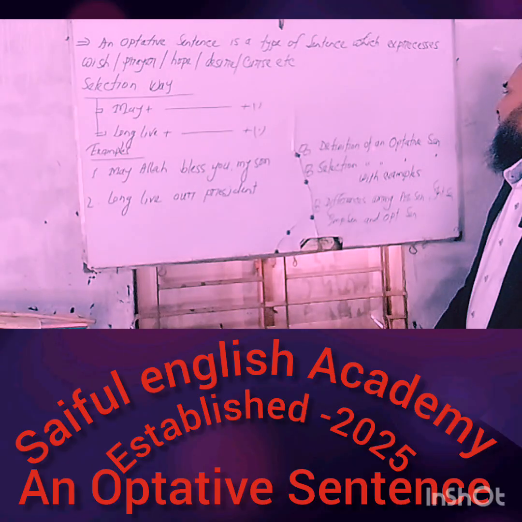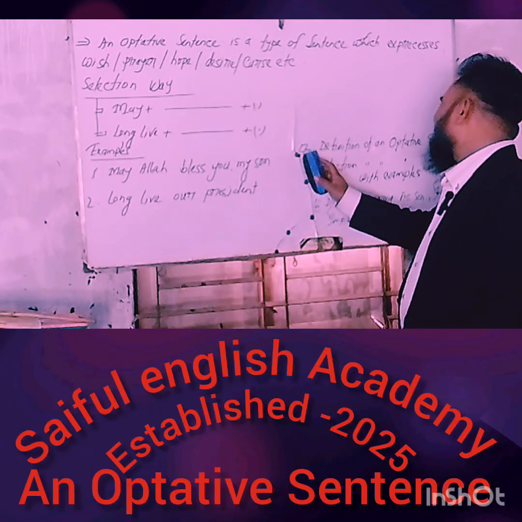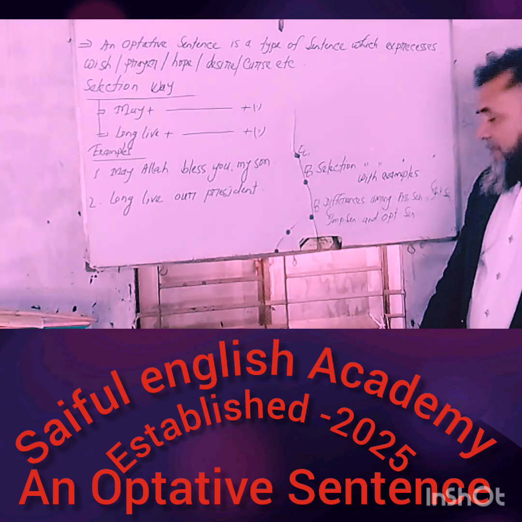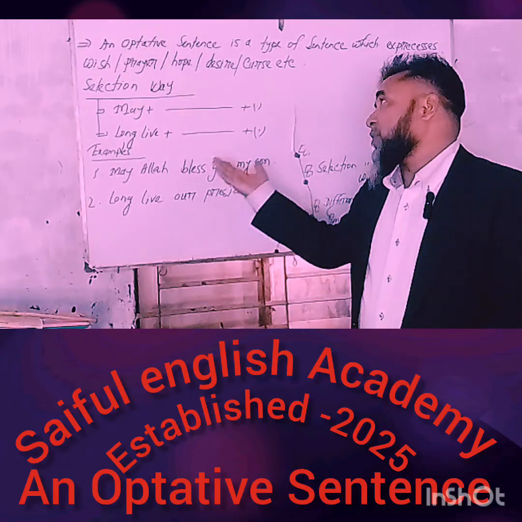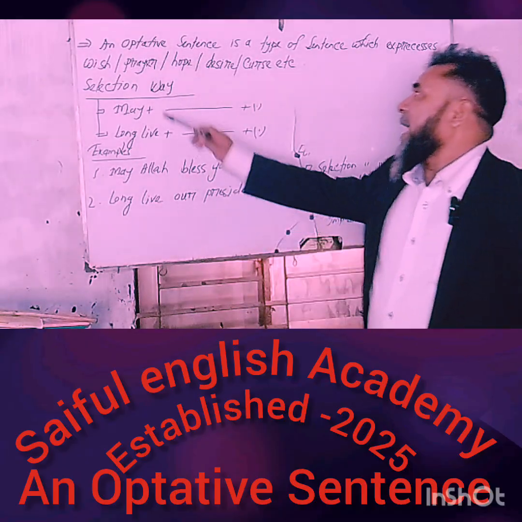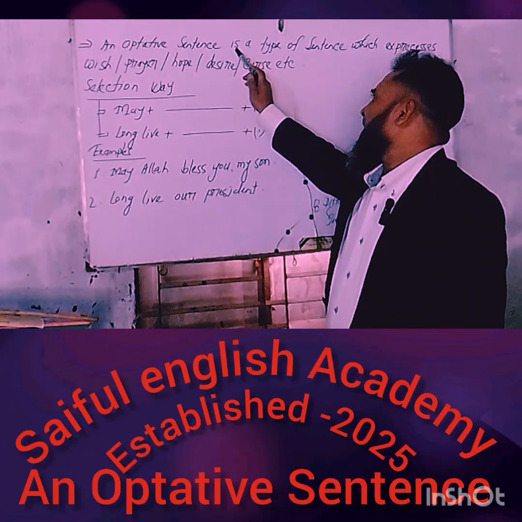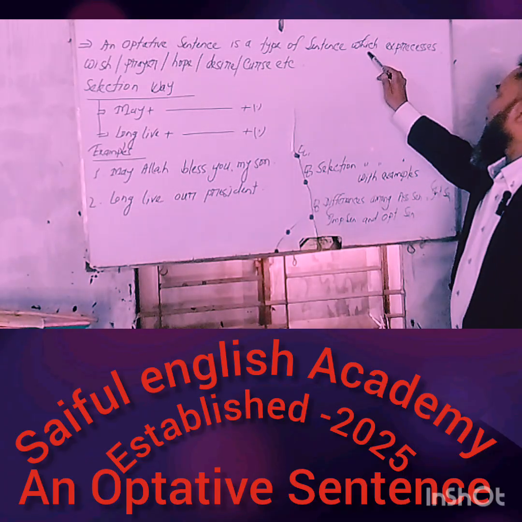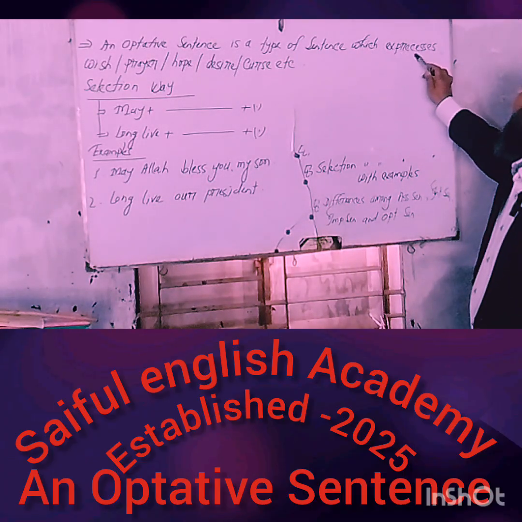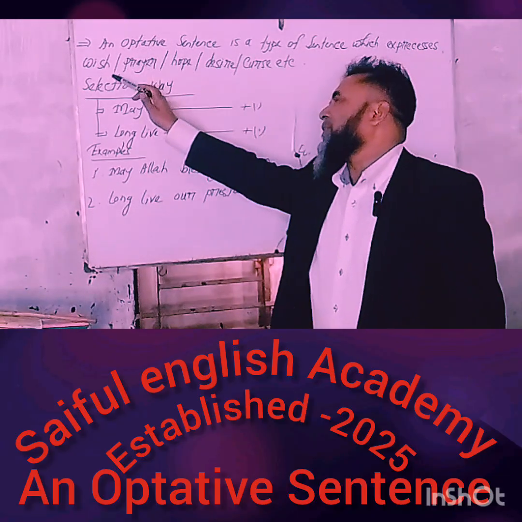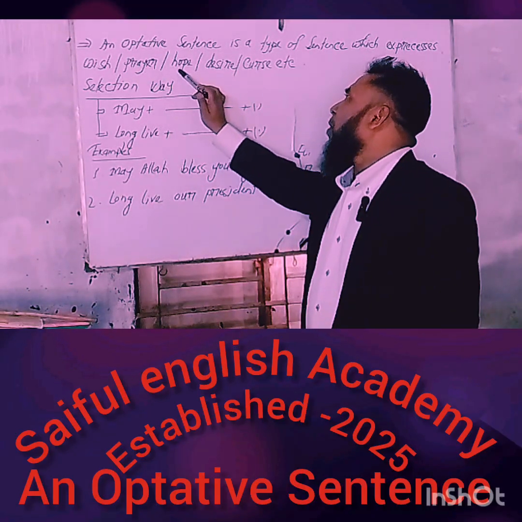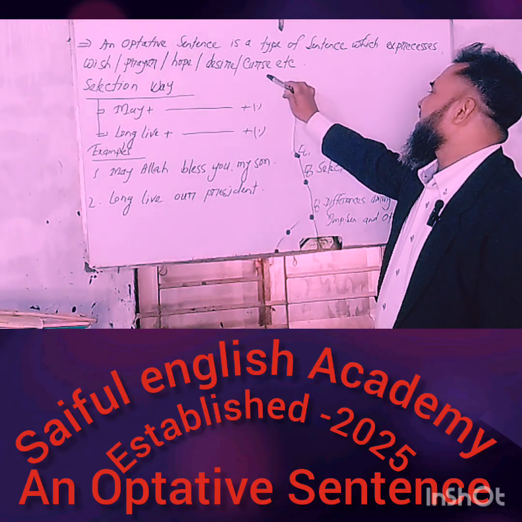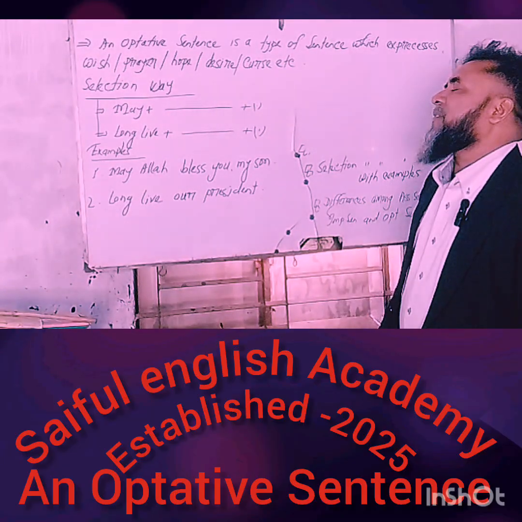Now, my dear learners, I'm trying to show you the definition of an optative sentence. Before you define an optative sentence, you can say that an optative sentence is a type of sentence which expresses wish, prayer, hope, desire, etc. Hope you have understood clearly.